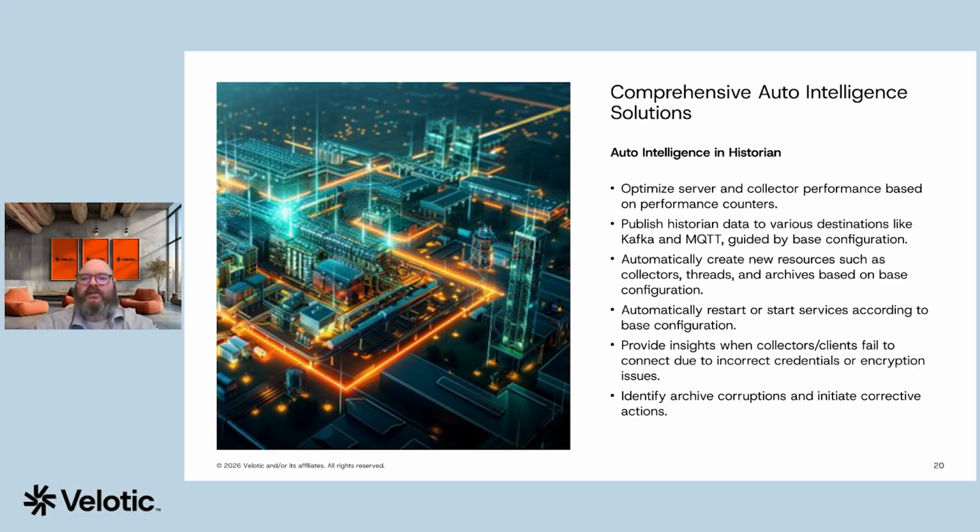Automatically creating new resources, right? Scalability. If you start to run short on a certain thing, a new collector potentially, right? We see that a collector is pulling in a lot of bandwidth, slowing down because it's overloaded. We can do that. New threads for data collection, new archives based on configuration. So we can start to change the way your Historian operates so that you never have a problem where maybe you drop data because you don't have the proper configuration, or an archive gets full and a new one wasn't created. We can do all that for you now using AI.